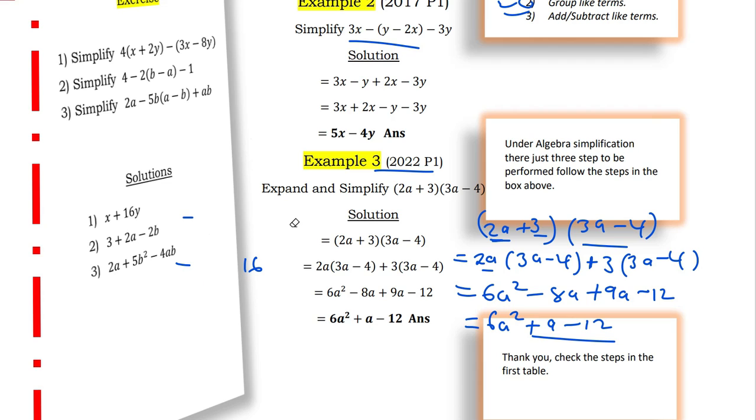let me create some space. For question number 2, we've got a 4 minus 2b, okay, open b minus a minus 1. So we maintain a 4 minus 2b here. When you multiply negative 2 times b, it's a minus 2b. Negative times negative, it's a positive.